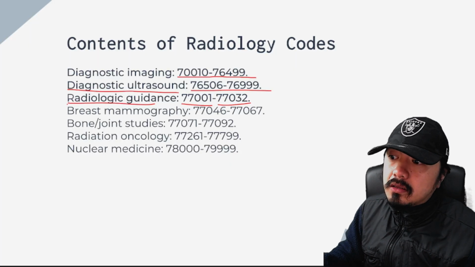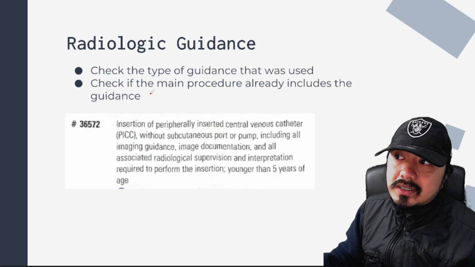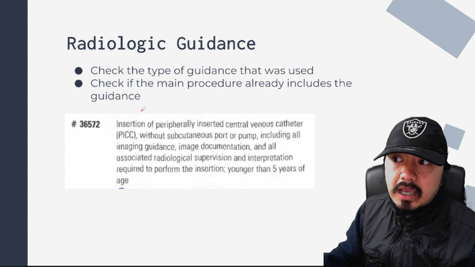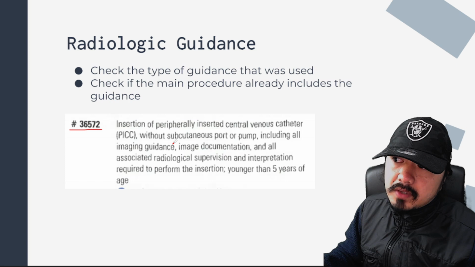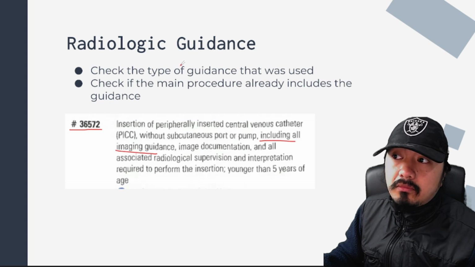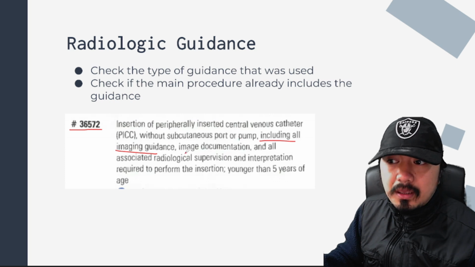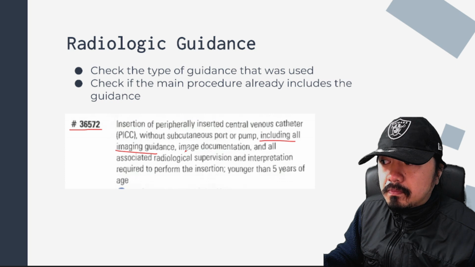And number two is double check if it's already included in the description of the code, to see or check the main procedure, because it might already include the guidance. For example, if you go to 36572 under peripherally inserted central venous catheter under the cardiovascular series, it's already mentioned here, including all imaging guidance. So you don't have to code the radiologic guidance in conjunction with this code because it already includes the imaging guidance that you will use. So you don't have to report it.